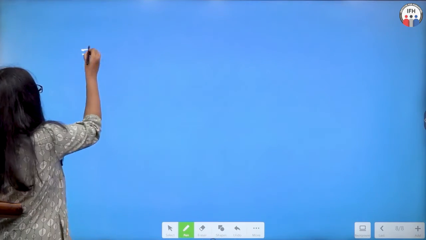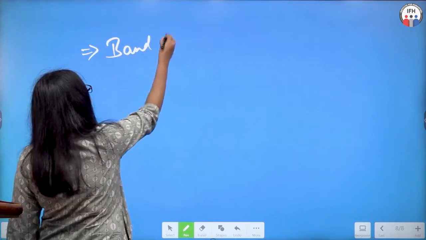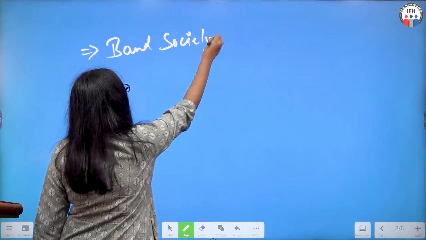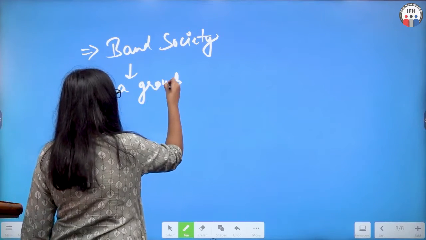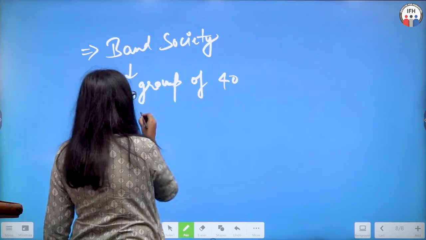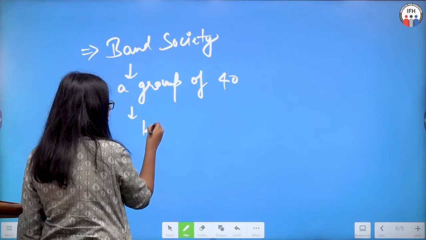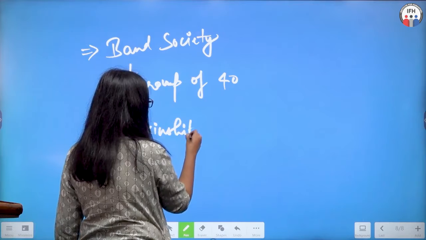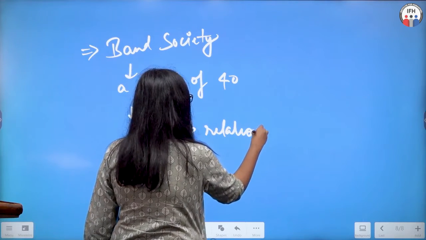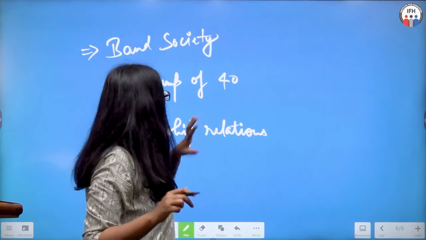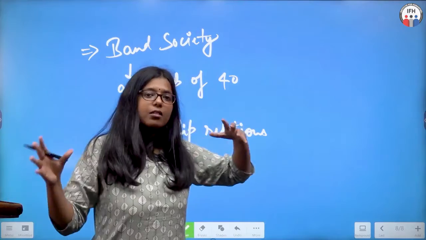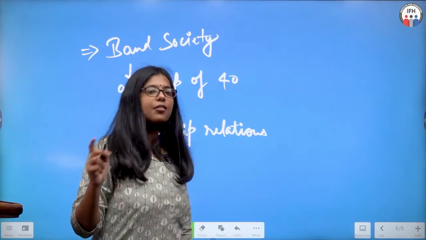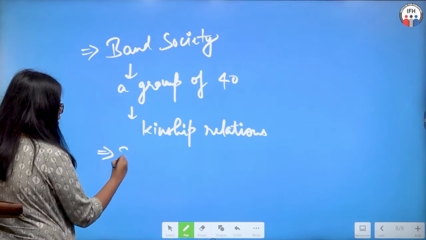What is the kind of society they are living in? You need to understand here that they are living as a band society, in a group of 40. These people are bound to each other by kinship relations, blood relations. They live together in a particular area. Where they are living, there are two kinds of sites.